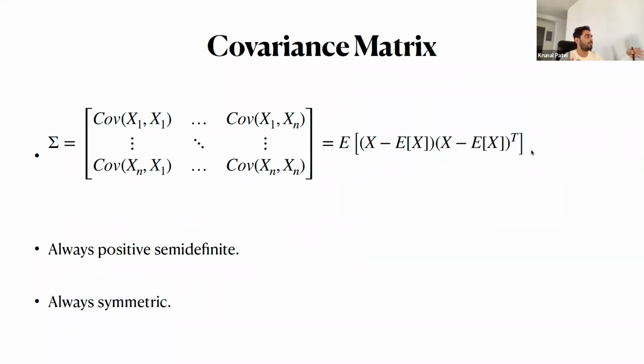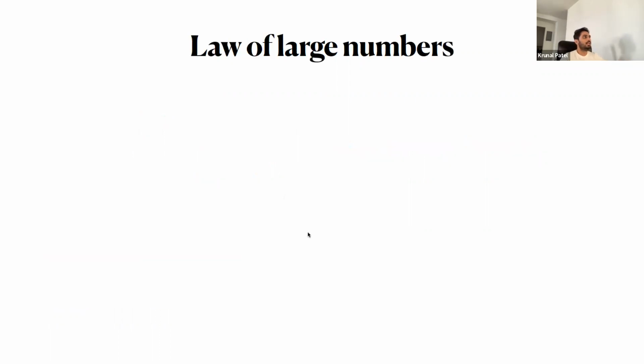So every time you deal with a covariance matrix, just remember that those matrices are always positive semi-definite and symmetric, right? And I think this is the last topic that we'll be talking about. It's called the law of large numbers.